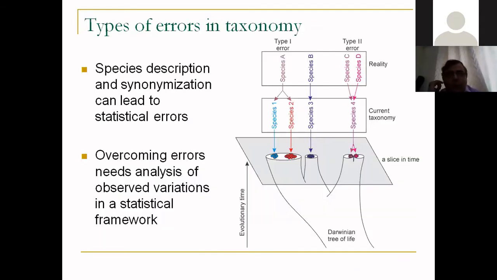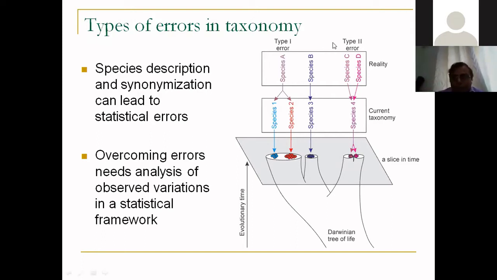Now let's see what kind of errors we can make in taxonomy. So in taxonomy, we can make two types of errors. One is, for example, in this case, species 1 and species 2, which are just two different samples from a larger population. We are taking two different subsamples. We are calling them two different species, but in reality, they are actually only one species, species A, and whatever variation we see is just because of the sampling efforts that we have put in. In this case, we are doing a type 1 error. We are calling the same species as two different species, and we have committed a type 1 error over there.